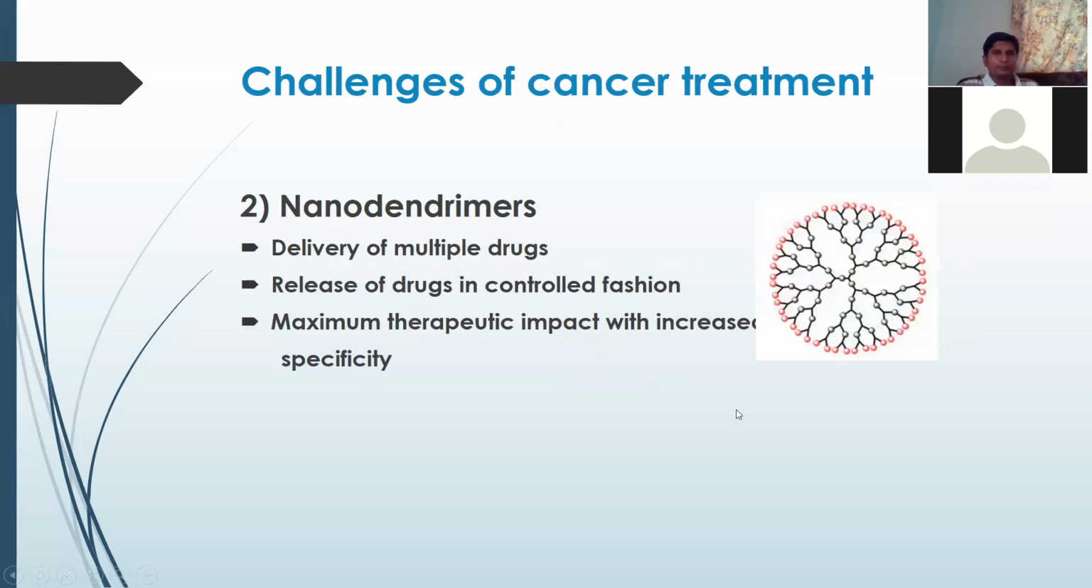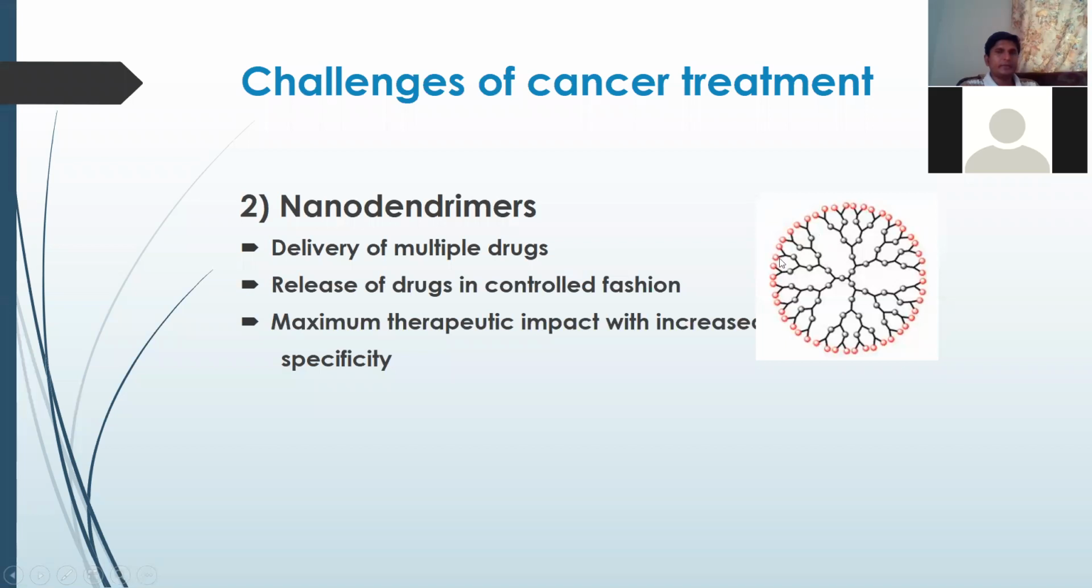Then number 2, nanodendrimers. So nanodendrimers could also be employed in order to treat the cancer tumors. How? If you look at this picture here, you see that this is the common shape of a dendrimer. Once these dendrimers are shaped at a nanometer scale, they are called nanodendrimers.